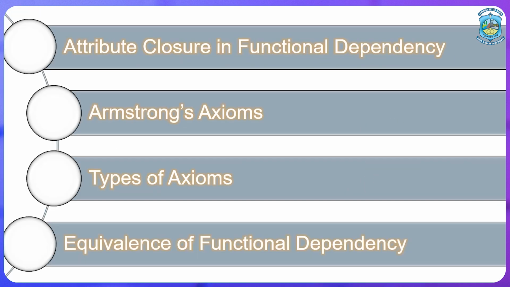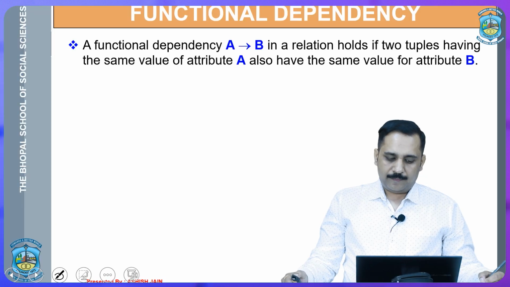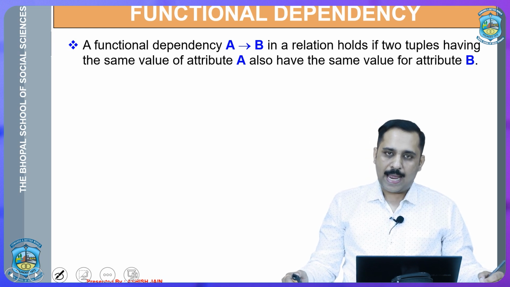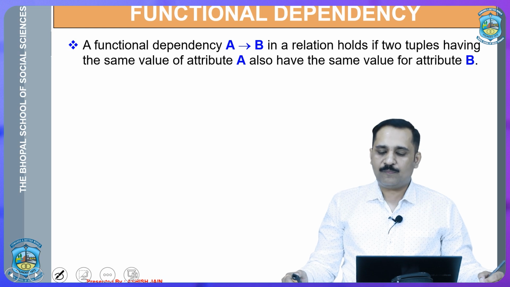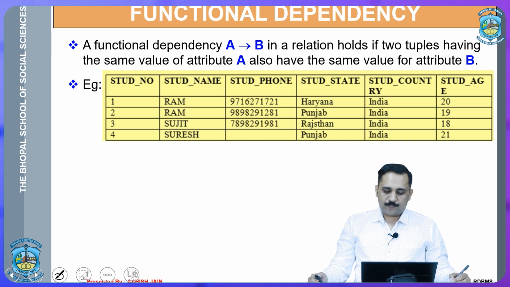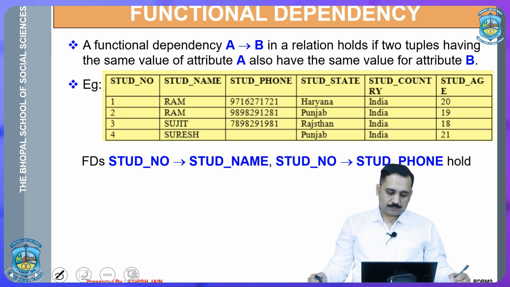Before we go ahead, let us recap what actually is a functional dependency. We can define a functional dependency, say A tends to B, in a relation as holding if the tuples having the same value for attribute A also have the same value for the attribute B. Let us understand with an example. Suppose we have a table student with these values. Here we have functional dependency student number tends to student name as well as student number tends to student phone. These values are dependent on this key value, which is student number.